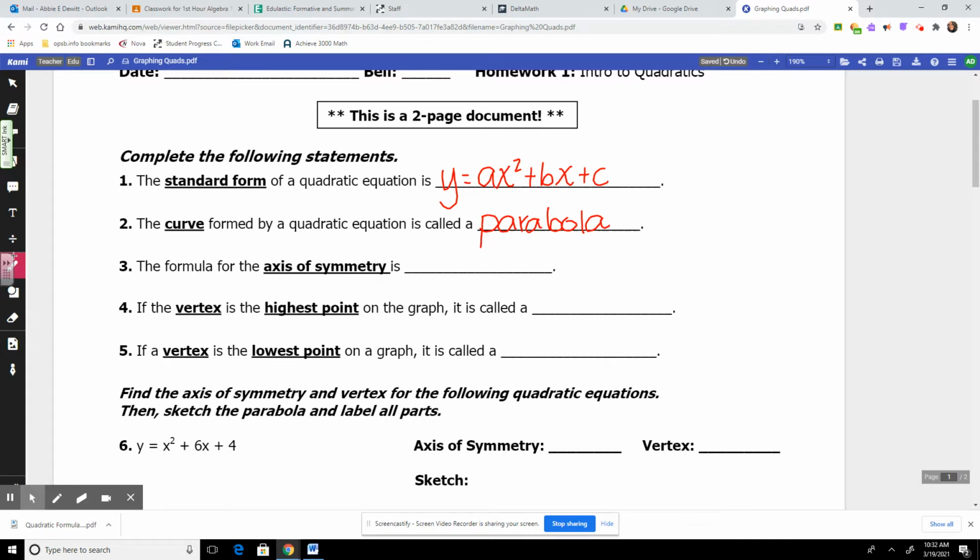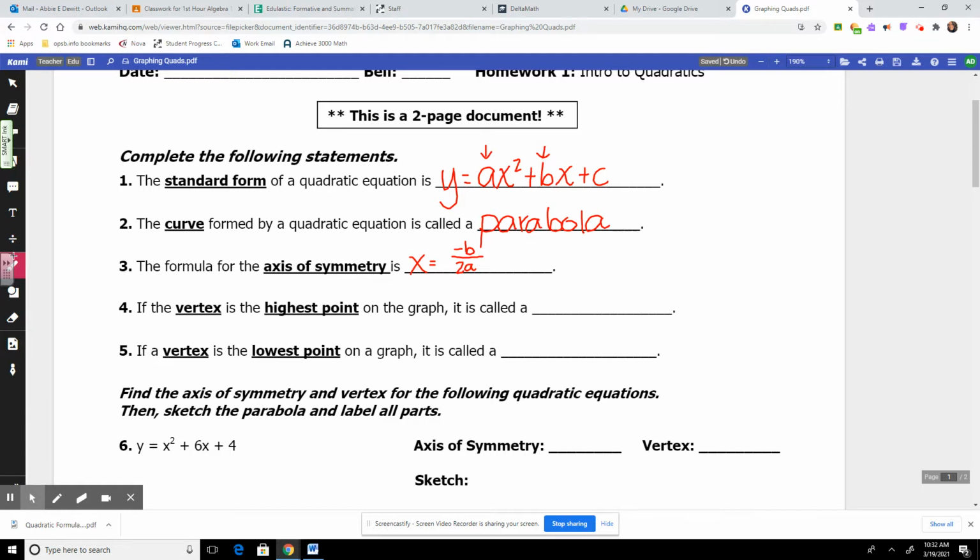The formula for the axis of symmetry, which we're going to discuss visually as well, but if you wanted to use the formula and algebraically find the axis of symmetry, is x equals negative b divided by 2a, where b and a are from the standard form of your quadratic. You would divide negative b, the coefficient of your x term, by 2 times a, the coefficient of your x squared term.